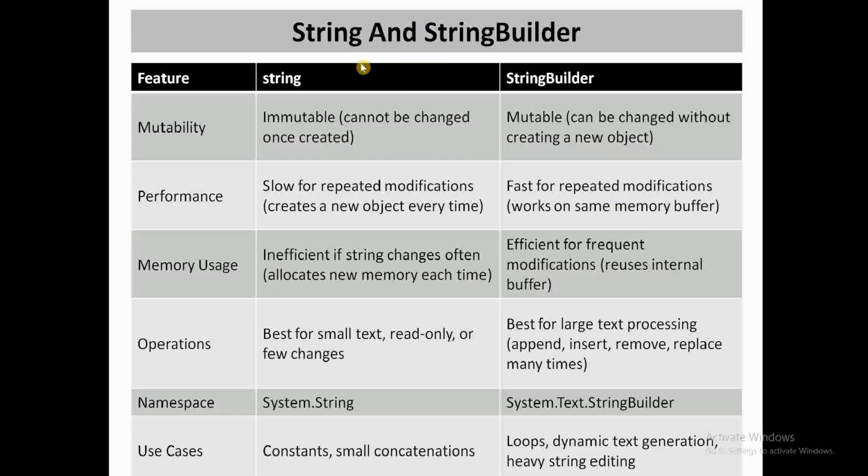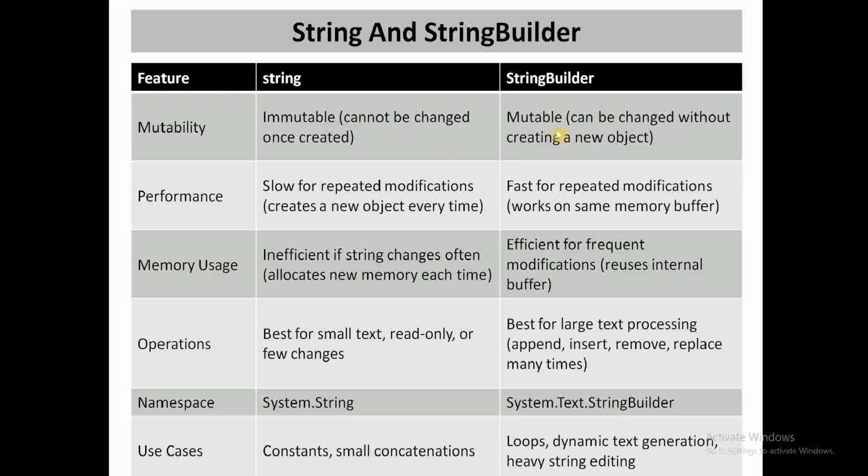Next we have the difference between String and StringBuilder. First one is mutability. String is immutable, it cannot be changed once created. If we create any new value, meaning we initialize it with a new value, then it will always create a new object for every new value. If we want to add some new value, it will create a new object for that value. Meaning if we want to concatenate any new string, that's why it is immutable. It is not good for modifications.